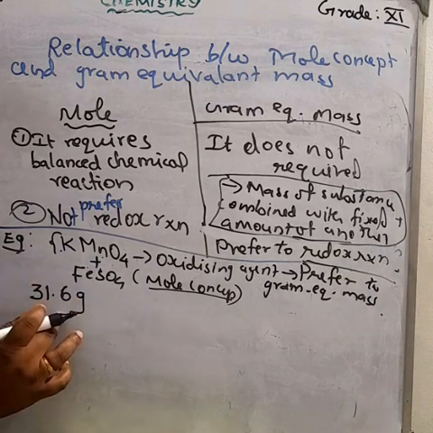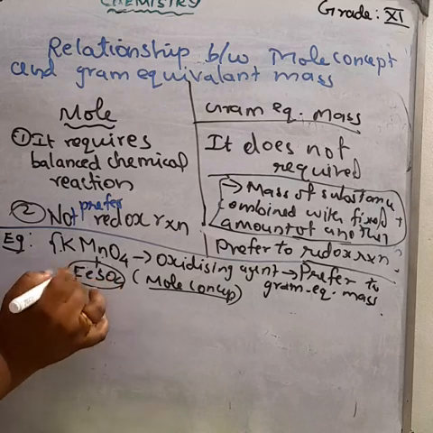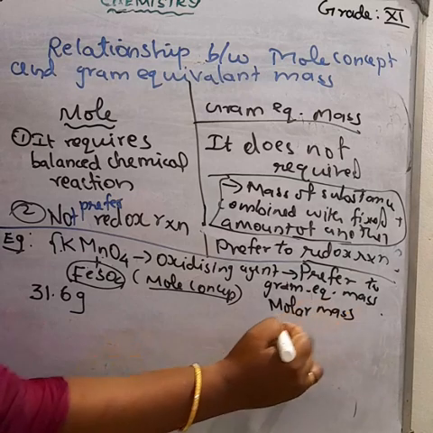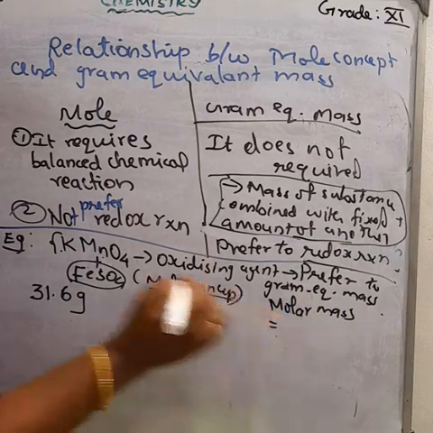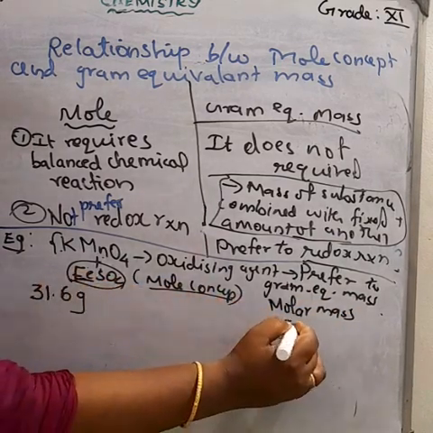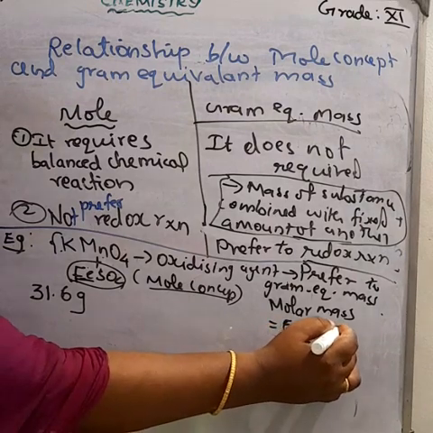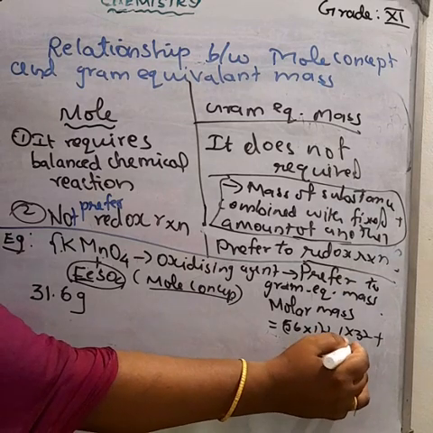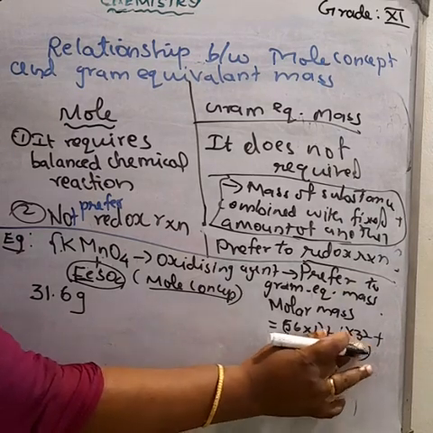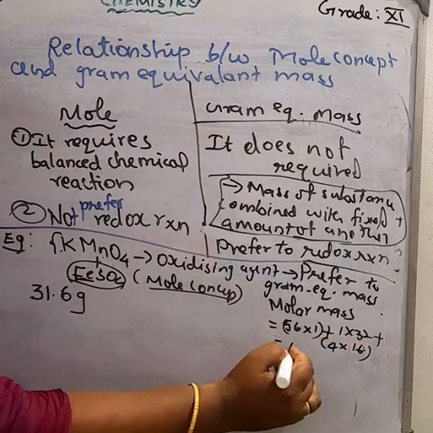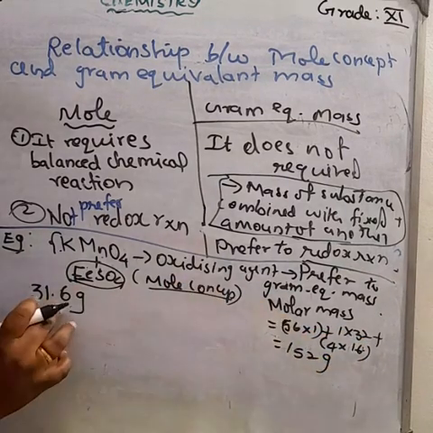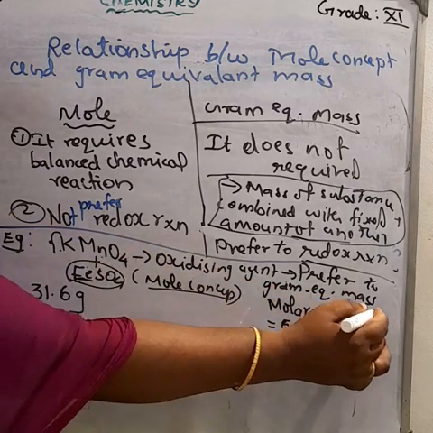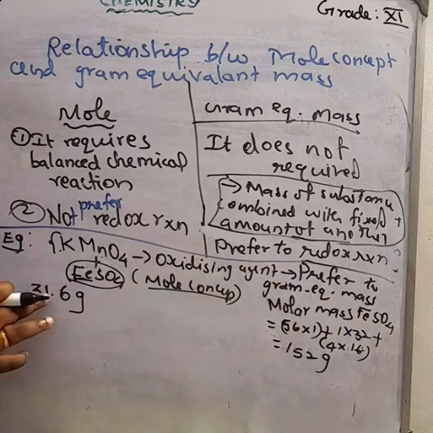For ferrous sulfate, what is the mole? 1 mole of ferrous sulfate, how much mass does it have? We know the atomic mass of ferrous is 56, into sulfur 1 atom with atomic mass 32, so 1 into 32, plus oxygen 4 into 16. So we get 152 gram. So 31.6 gram, the gram equivalent mass of potassium permanganate, reacts with 152 gram of ferrous sulfate.